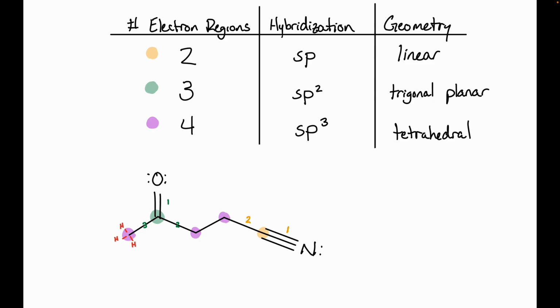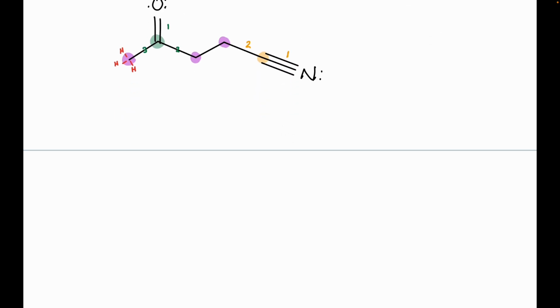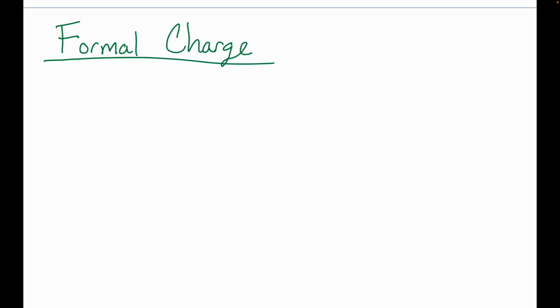Cool. All right, so the last thing with regard to structure we want to discuss is what's called formal charge. We said that carbon likes to have 4 bonds. What do I mean by likes to have? It means that carbon is most stable when it has 4 bonds, which is when it has a formal charge of 0. All atoms are most stable when they have a formal charge of 0, right?